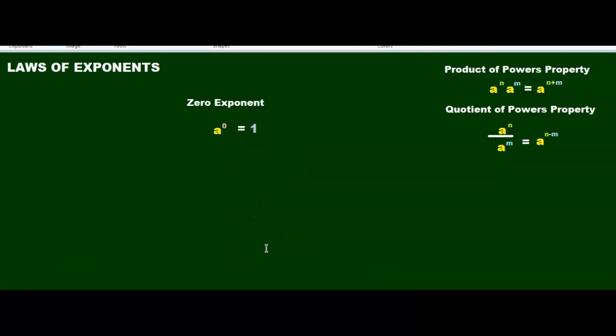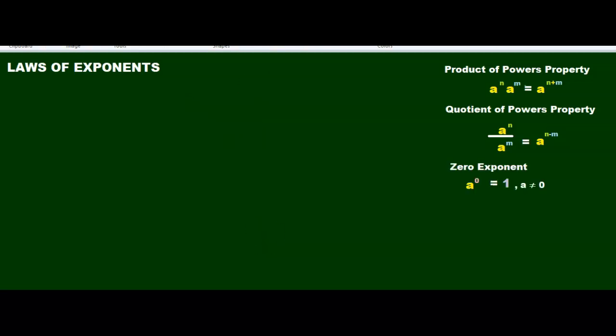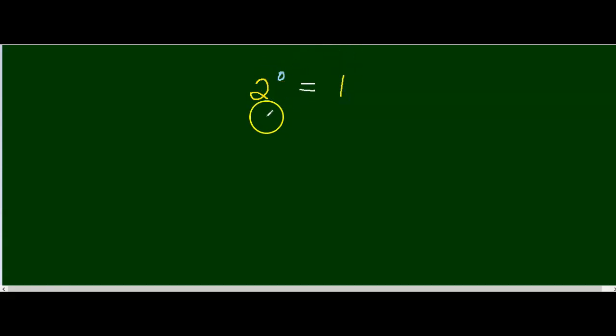We also have the zero exponent, which states that for any a that's not 0, if it is to the power of 0, it equals 1. I proved that in another video, links down below. Note that 0 to the power of 0 is undefined. So if we have 2 to the power of 0, that equals 1.